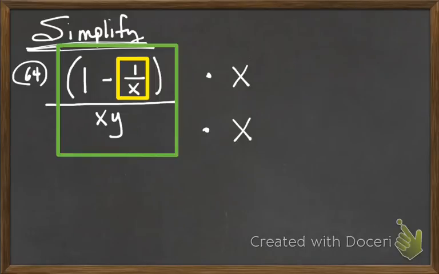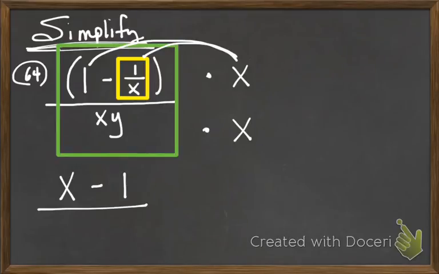So when you multiply 1 minus 1 over x times x, you're really distributing into your binomial. You've got to do x times 1, which is x. You've got to do x times 1 over x. The x's cancel, and you get minus 1. So that's what you get when you multiply the top times x. X times 1 is x. X times 1 over x is 1, and that's a minus sign, so that's a minus 1. And then in the bottom, when we multiply x times xy, we get x squared y.